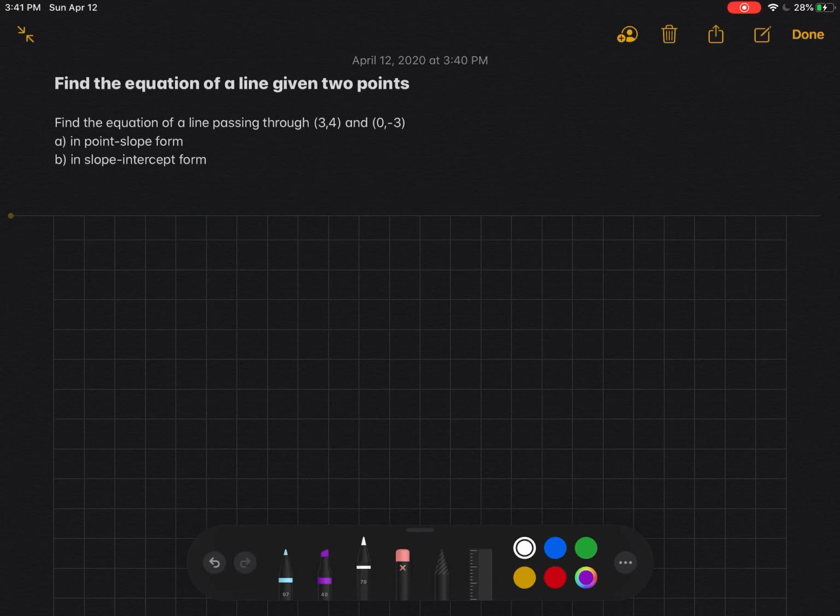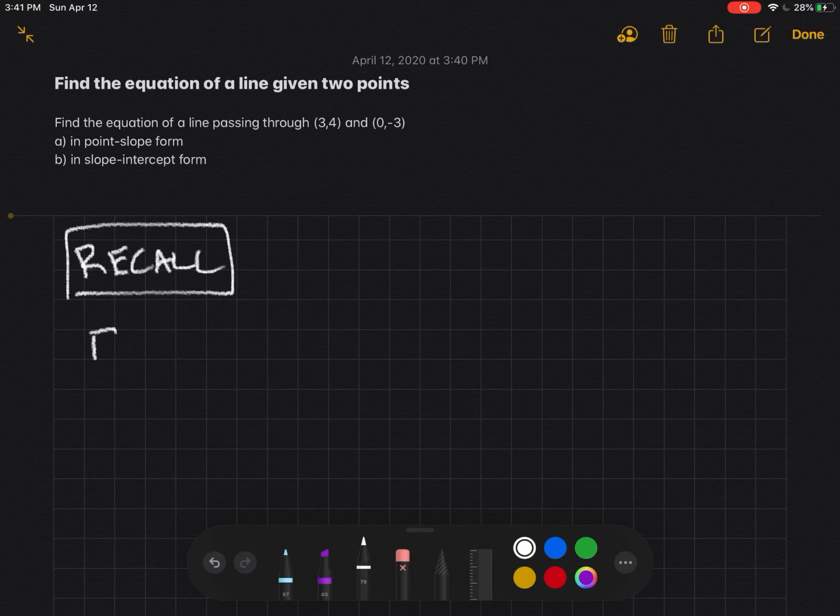Welcome back, Algebra! In this video, I'm going to show you how to find the equation of a line given 2 points. I'm going to show you how to write that line in point-slope form and in slope-intercept form. This is a really common problem, and a lot of your homework is going to be like this, so I thought I would do one example to help you out here.